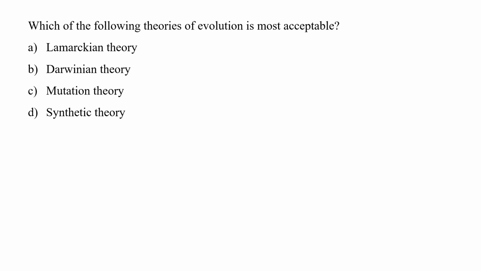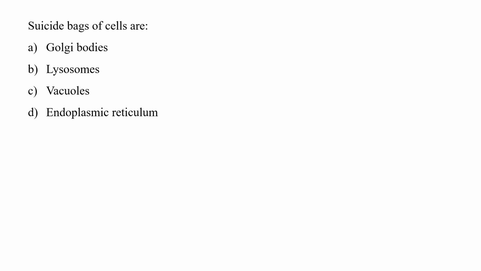So, that's why this theory is most acceptable by the biologists. So, the correct option is option number D, synthetic theory. Now the question is, suicide bags of cells are: A. Golgi body, B. Lysosomes, C. Vacuoles, and D. Endoplasmic reticulum. So lysosomes are the suicidal bags.